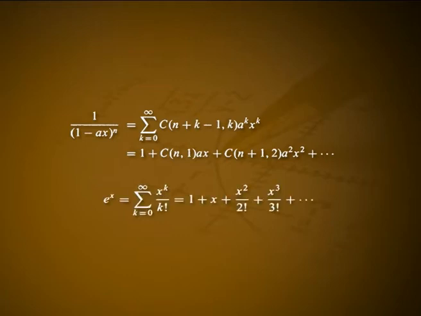e raised to x is equal to summation k equal to 0 to infinity x raised to k by k factorial, that is equal to 1 plus x plus x square by 2 factorial plus x cube by 3 factorial plus etc.